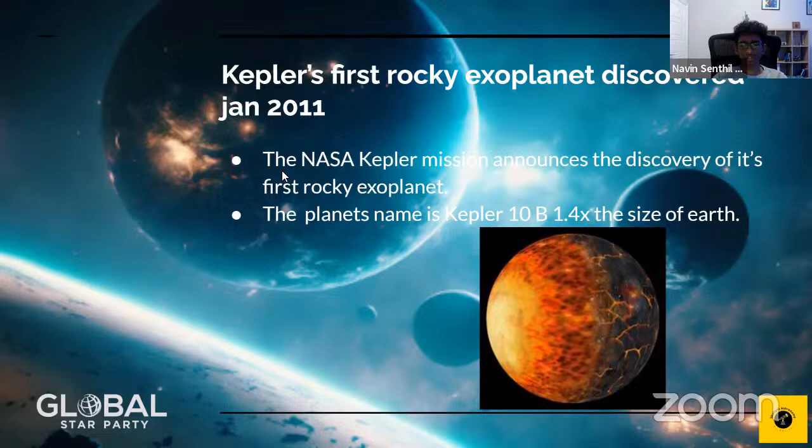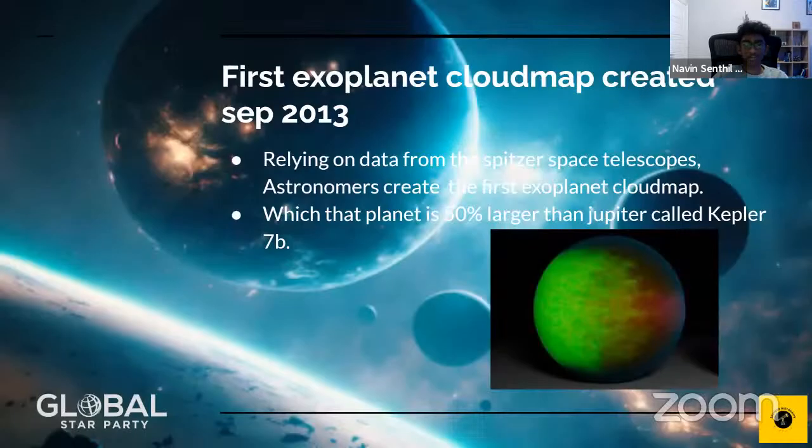And NASA and Kepler's first rocky exoplanet is called Kepler 10b, and for reference, it is 1.4 times the size of Earth. And this is an image of how that planet would look. And this was in January of 2011. And next event. And this is the first exoplanet cloud map created, in September of 2013.